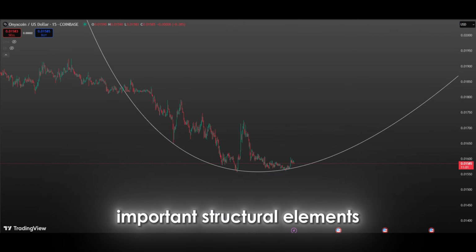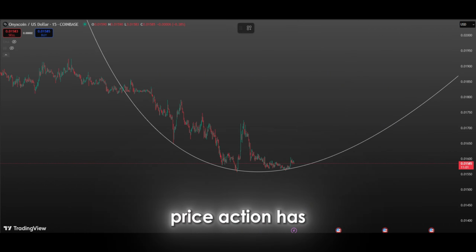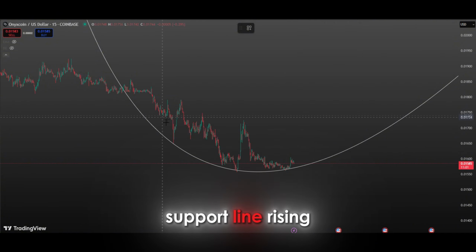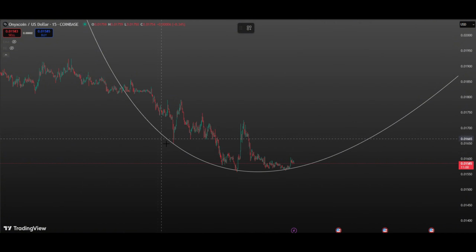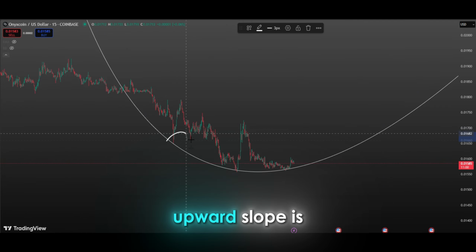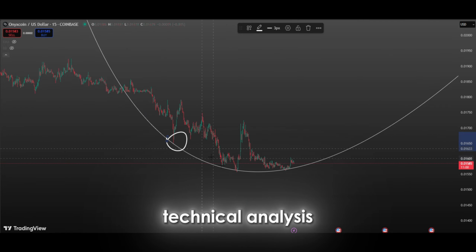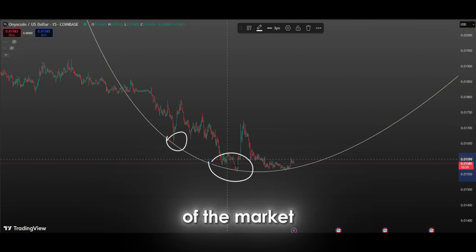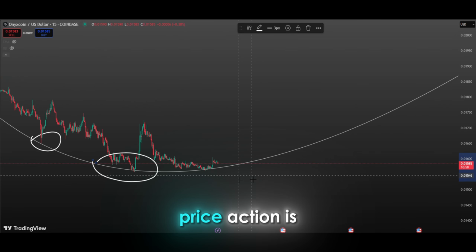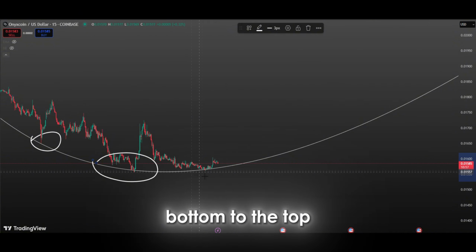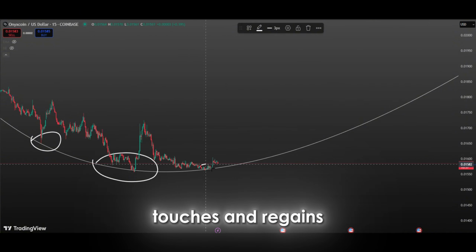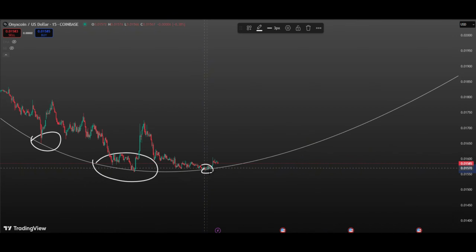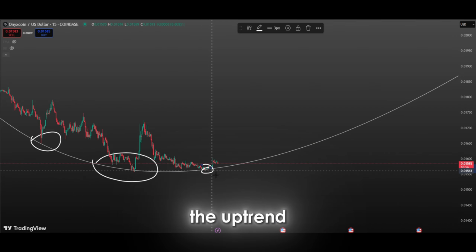One of the important structural elements to note on the chart is that the price action has a curvilinear support line rising upwards from the bottom. This kind of curved upward slope is very important in technical analysis because it not only offers support at certain levels, but also reveals the general trend of the market. At the moment, price action is running parallel to this curvilinear support line that climbs from the bottom to the top. If the price touches and regains upward momentum without breaking the curve, this would signal the continuation of the uptrend and paint a very positive picture for investors.